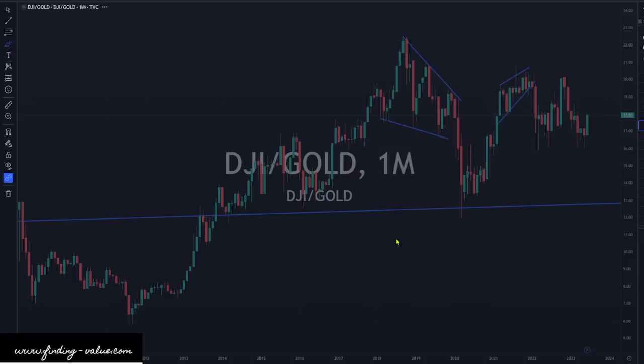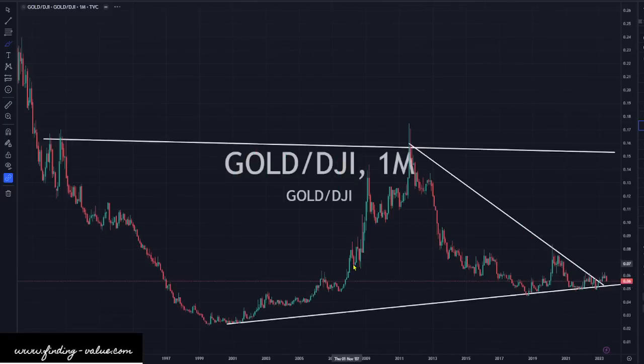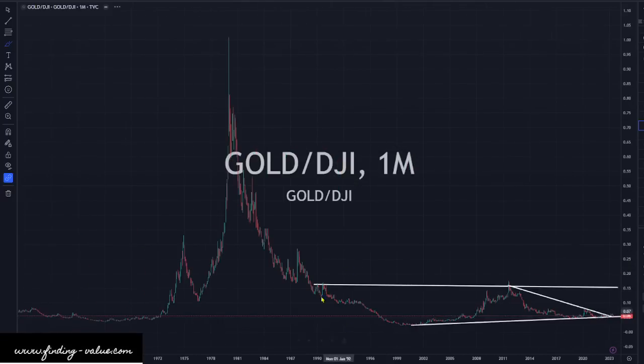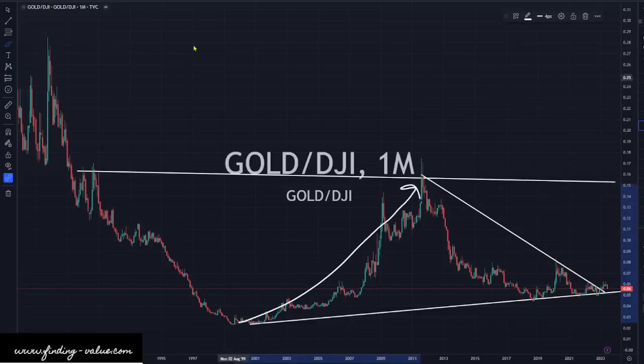Gold versus, let's see what we got here. Which gold is it? Gold versus Dow Jones. So I just swapped it. What we see here is that double bottom pattern that is developing. These do take a long time. This was from 2000 all the way up till 2011. So this is 11 years of gold outperforming Dow Jones.